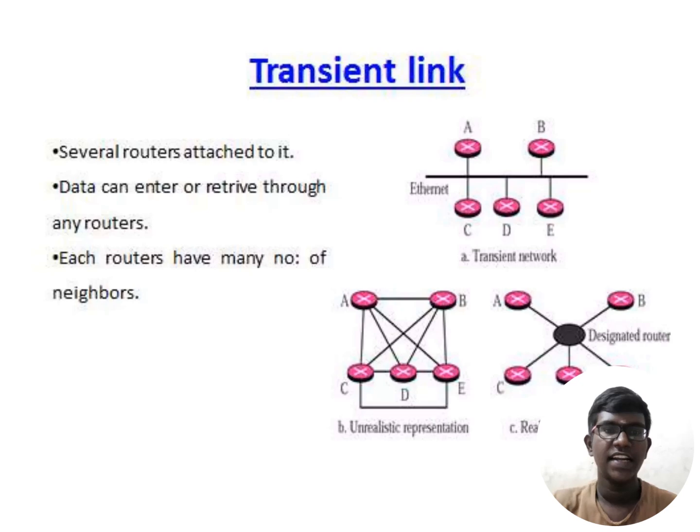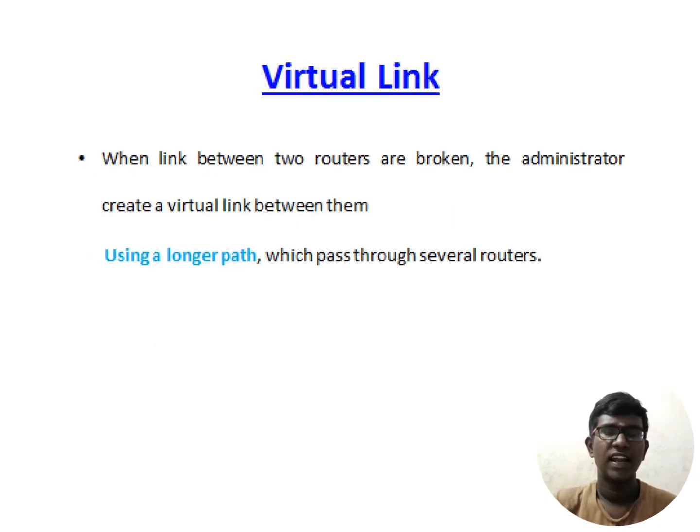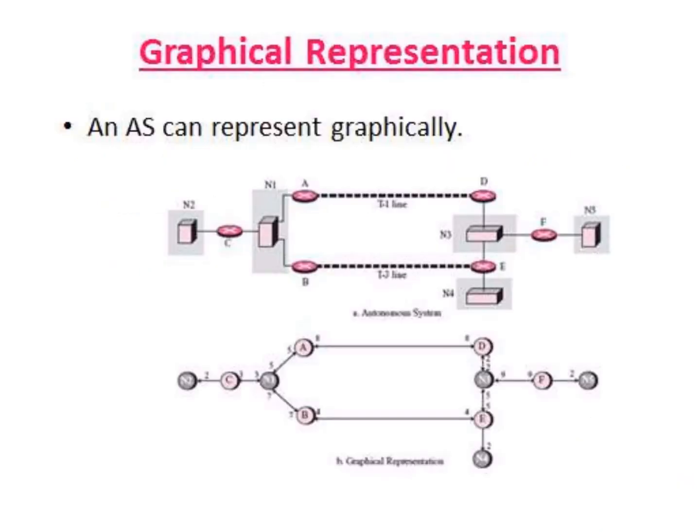Transient link. In a transient link, several routers are attached to it. The data can enter or leave through any router in the link. Each router has a number of neighbors attached to it. Stub link. A stub link is connected to only one router. The data can enter and leave only through the single router, and only one directional message transfer is possible in a stub link. Virtual link. When a link between two routers is broken or fails, the administrator creates a virtual link between them using a longer path which passes through several routers, and this forms the virtual link.